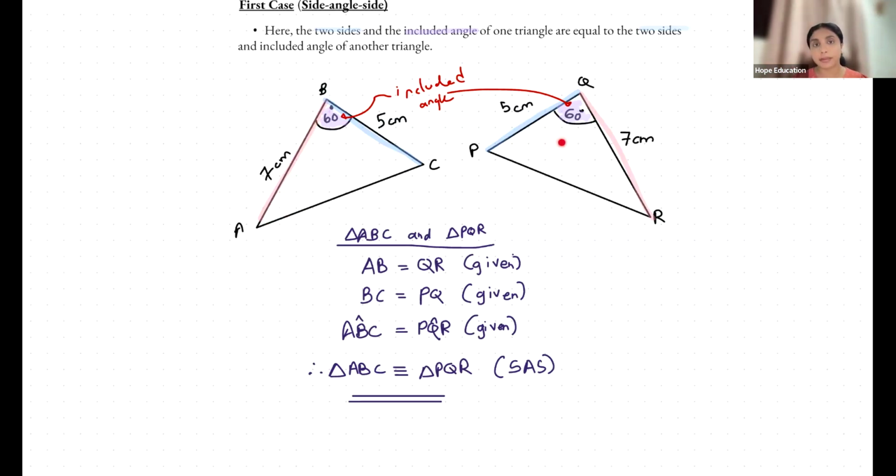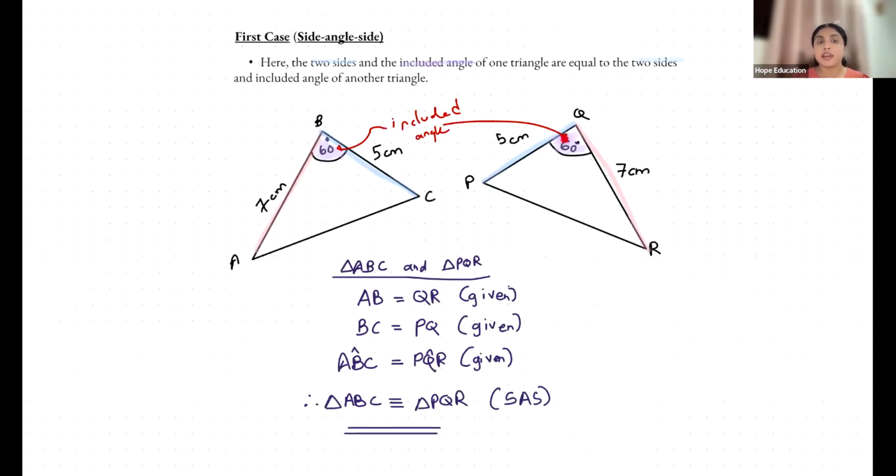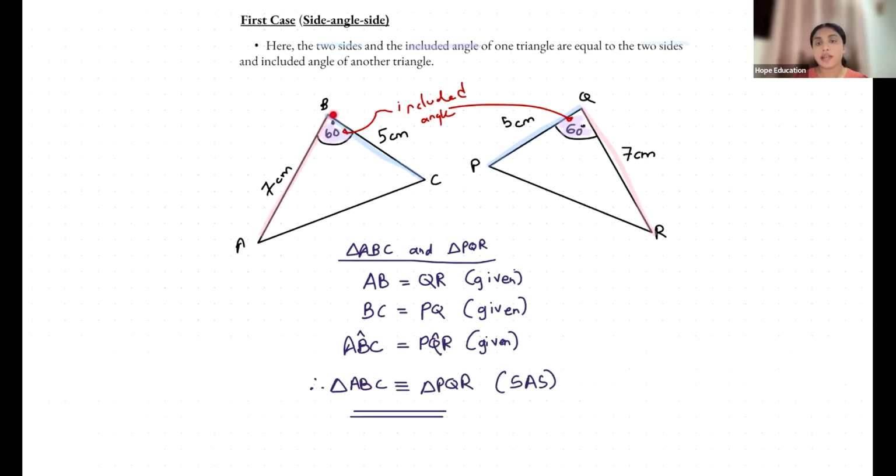Make a case with a here, one side is equal to another side. So AB is equal to QR. That's why I wrote AB is equal to QR. Then another side, BC, is also equal to PQ. So BC is equal to PQ. And also the included angle, which is here ABC, is equal to PQR. Those are the 3 lines that I have written.